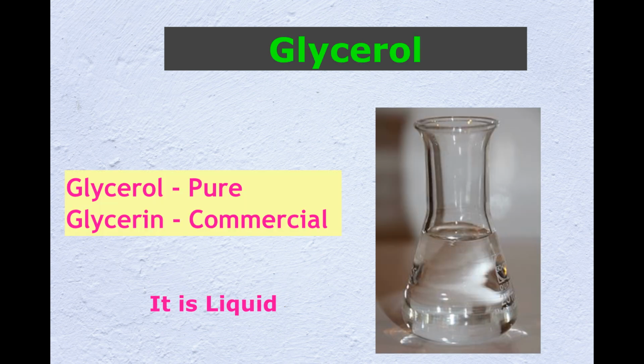Next, glycerol. Glycerol and glycerin are both the same material, a liquid. Glycerol means pure chemical. Glycerin means commercial material, less purity, maybe 90% or 95%, that's all.